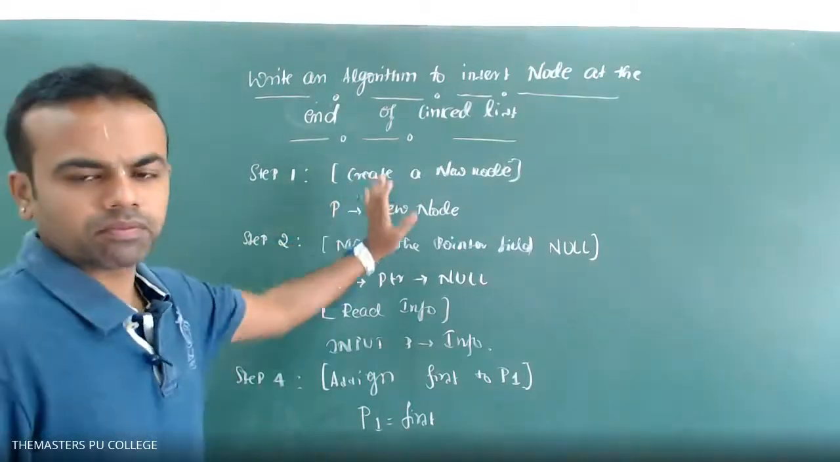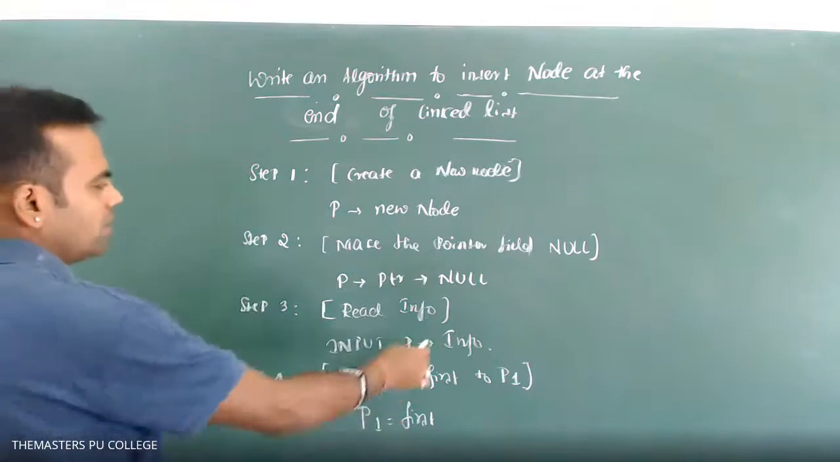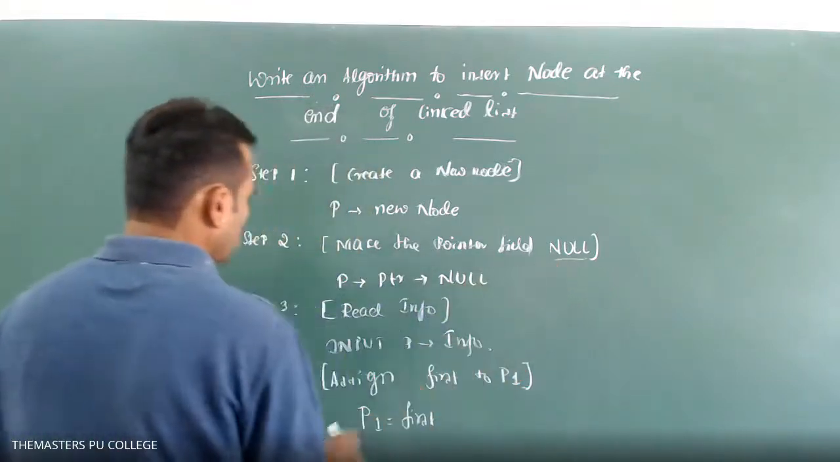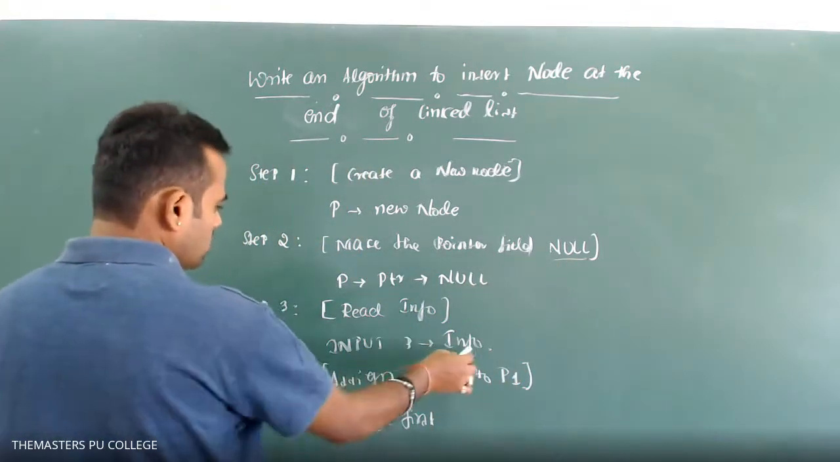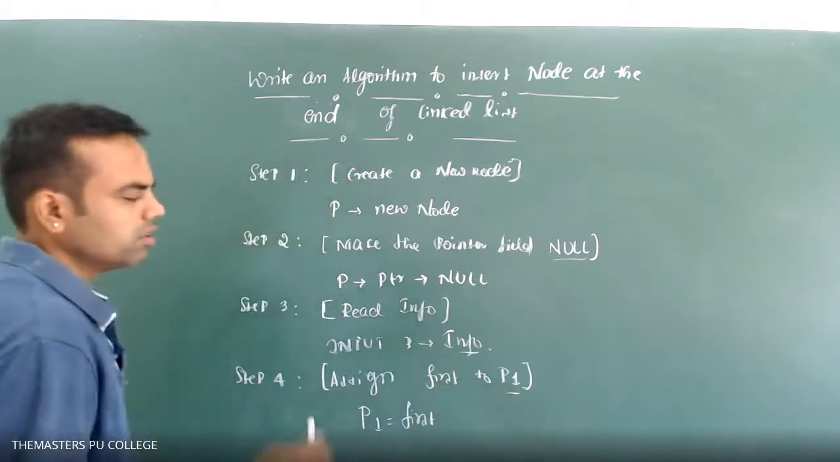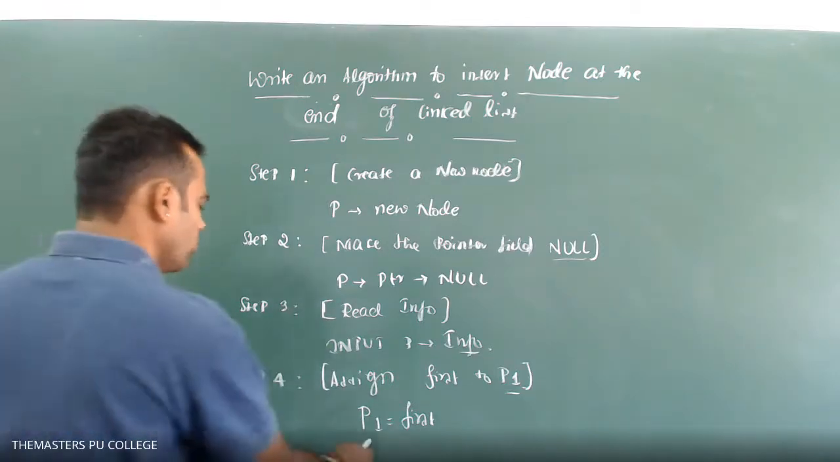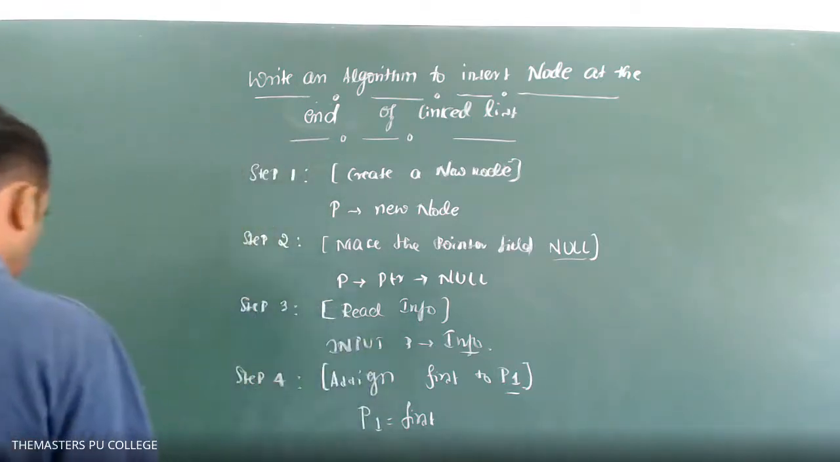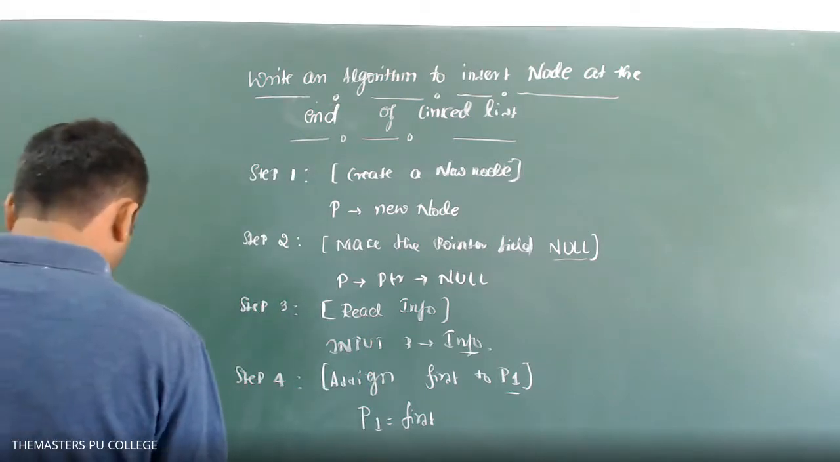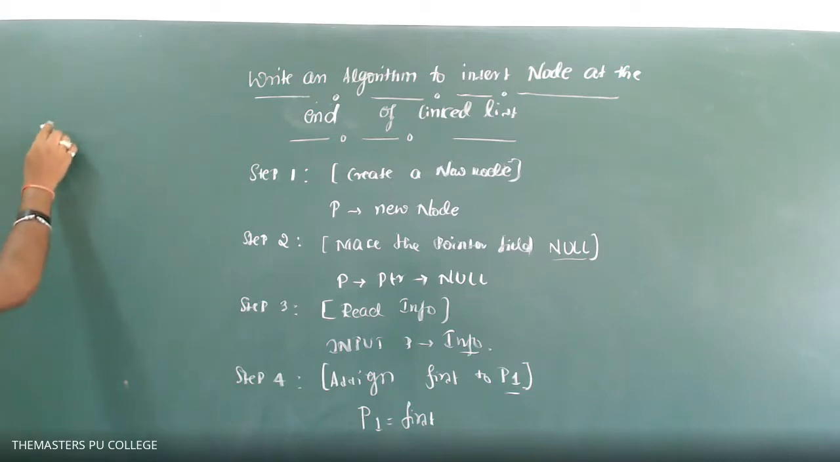So you create a new node here. Then make the pointer field null, and then read the information. Next, step number 3, and then assign the first pointer. So once again, you take one more variable, that is P1. P1 becomes the first node here, and then find the last node. How will you find the last node?